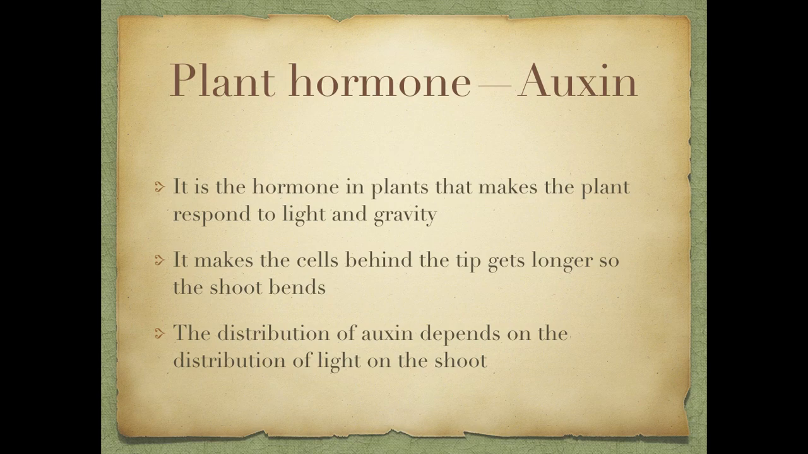The distribution of auxin depends on the distribution of light on the shoot. For example, if the light is distributed evenly across the tip of the shoot, then the auxin will be distributed evenly as well. But if the light is focused on only one part of the tip, then the auxin will concentrate on the other part, which does not have the light, causing it to grow more, so that the shoot bends towards the light in order to get the backside of the plant to receive more sunlight.